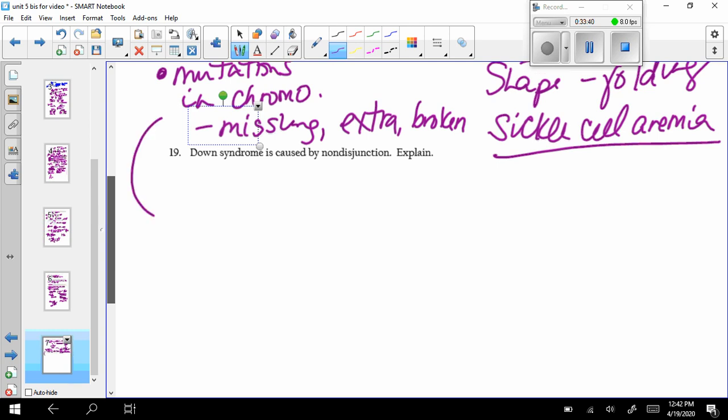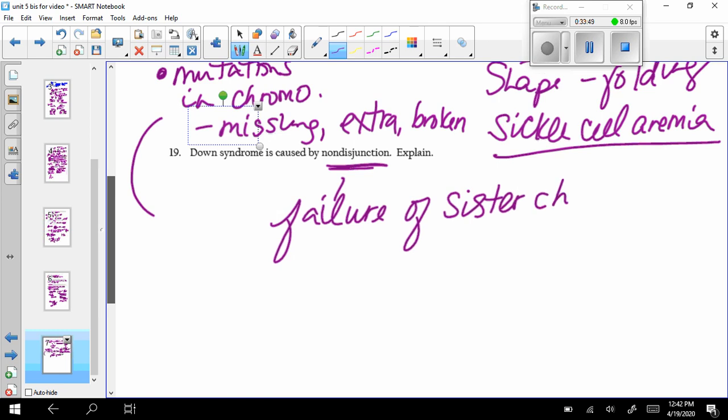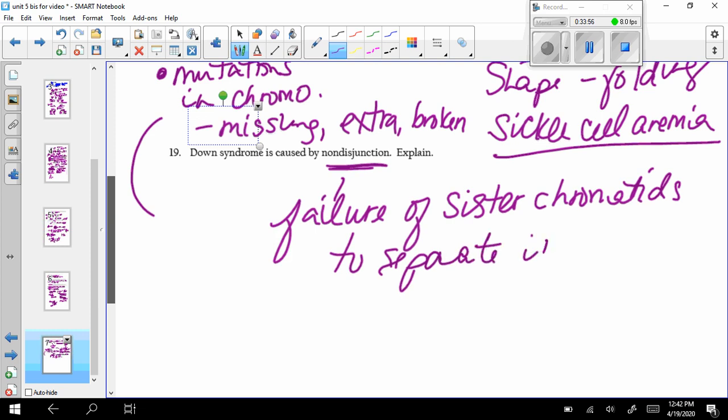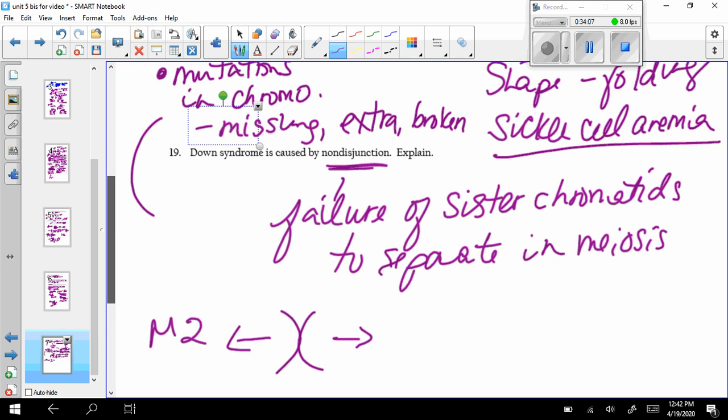And so what happens is non-disjunction. So non-disjunction is the failure of sister chromatids to separate in meiosis. All right, so in meiosis 2, the sister chromatids that have already been separated from their pairs are now supposed to go to each side. And so you would have one over here and one over here, and your gametes would have one of each.